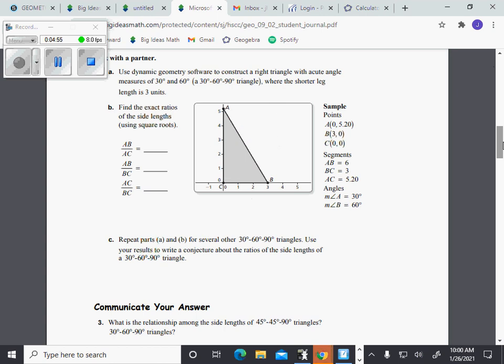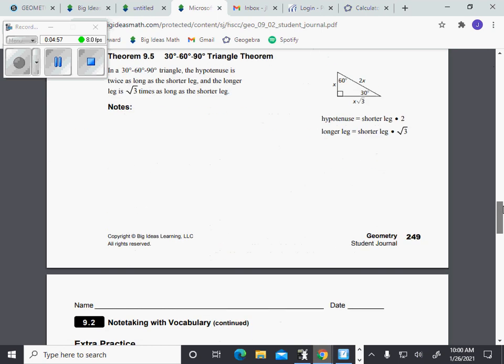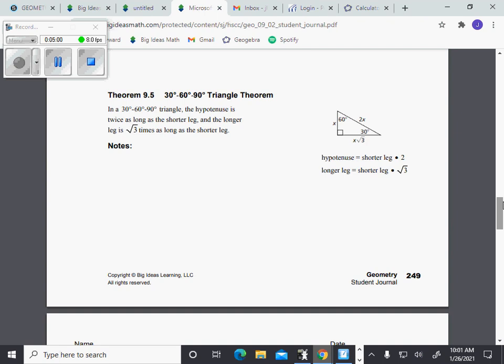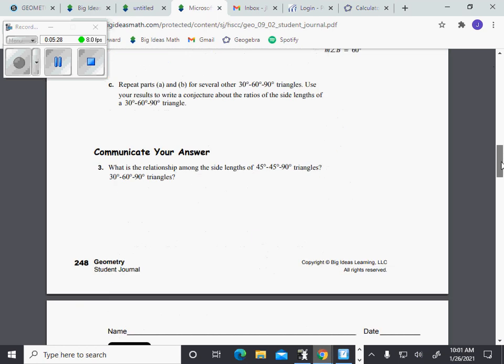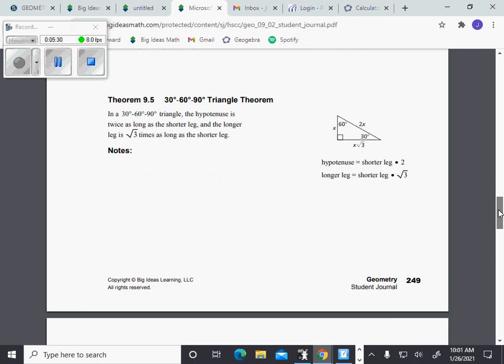Okay. My long leg is going to be x, my short leg, times the square root of 3. So back up here, this long leg is going to be 3 times the square root of 3. So this is x, and that's 3. This is going to be 2 times 3 equals 6. This is 3, so 3 times the square root of 3. And this is just going to take some practice from you.